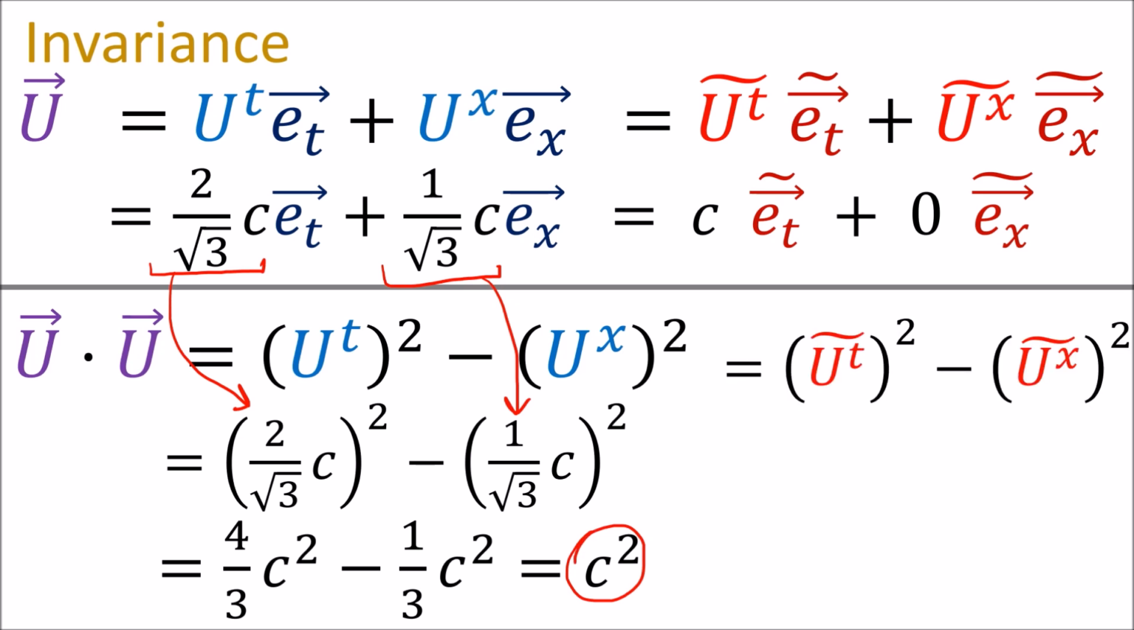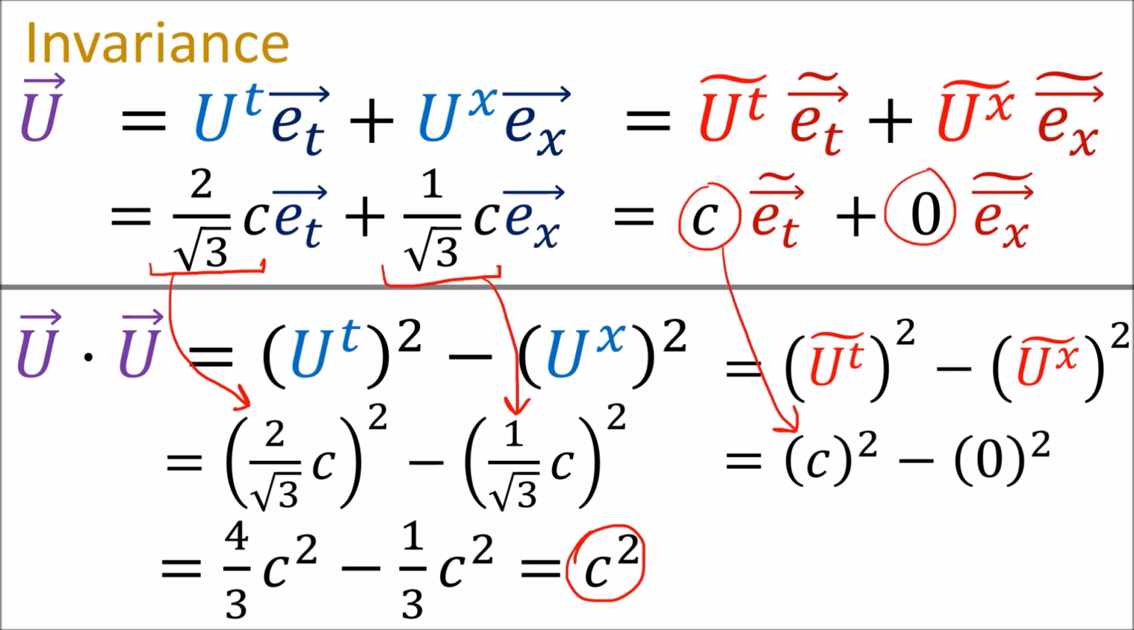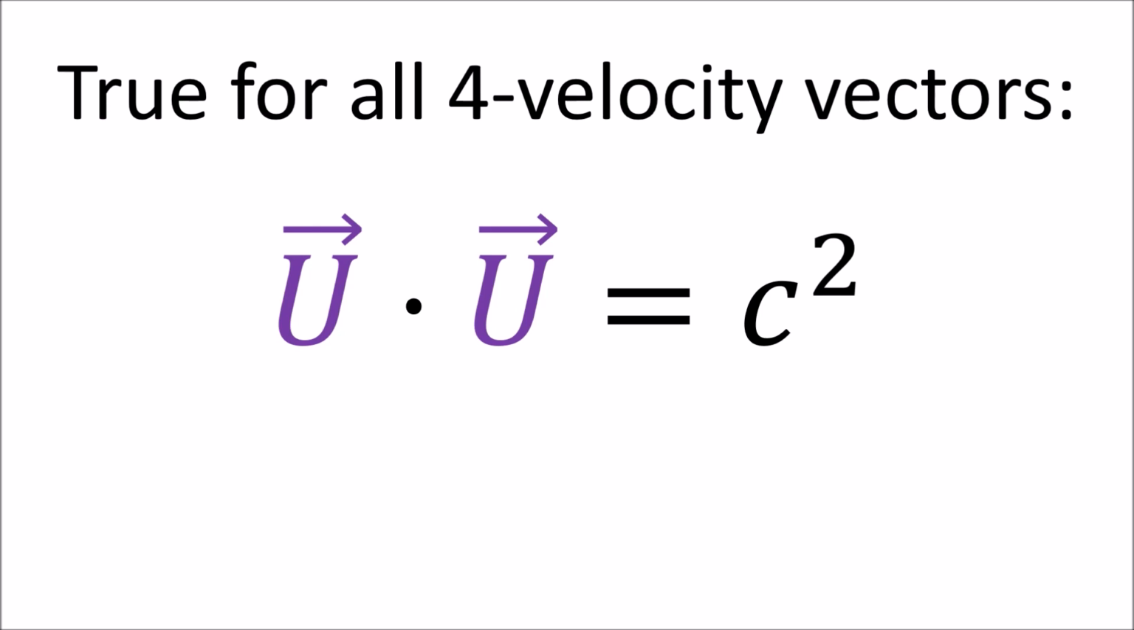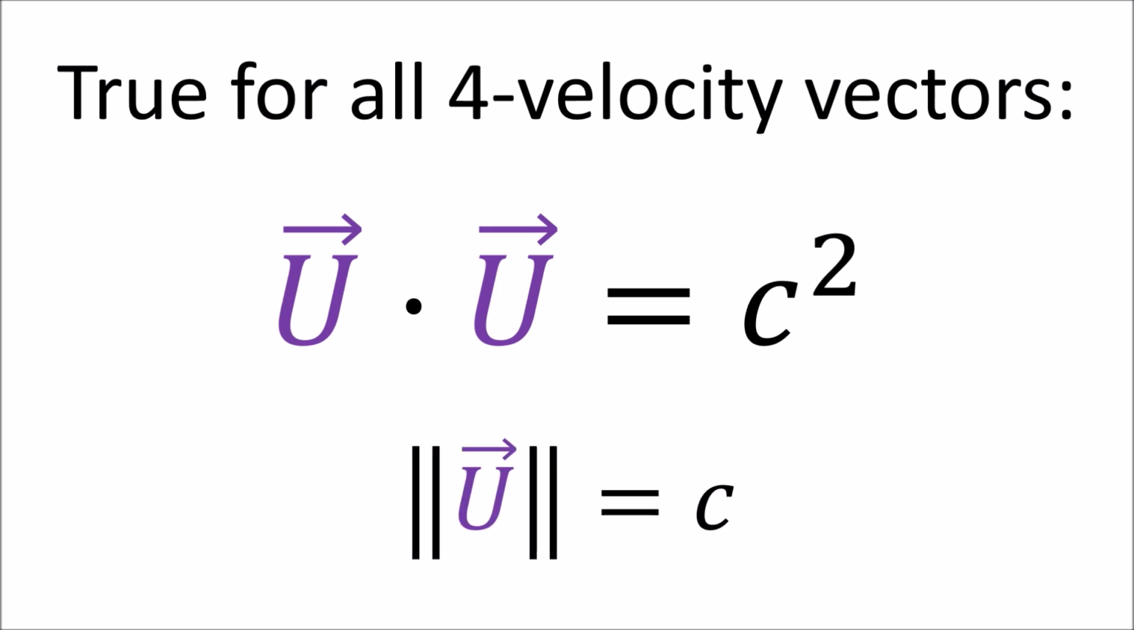In the car's frame, we can take this same formula and plug in the 4-velocity components for the car, which are c for time and 0 for x. This gives us the same result, c squared. It turns out that big U dot big U is equal to c squared for all 4-velocity vectors. All 4-velocity vectors have a Minkowski length of c, the speed of light in a vacuum.